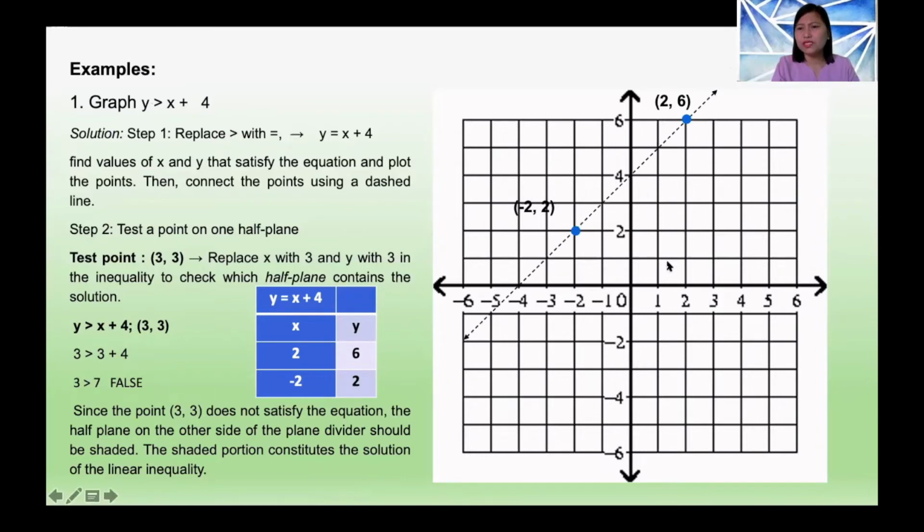And for us to decide on what region to shade, we will have our test point. Let's say 3, 3. So substitute. So y is 3, x is 3, 3 plus 4 is 7. So is 3 greater than 7? Since we obtained a false statement, 3, 3 is not a solution of the given inequality.